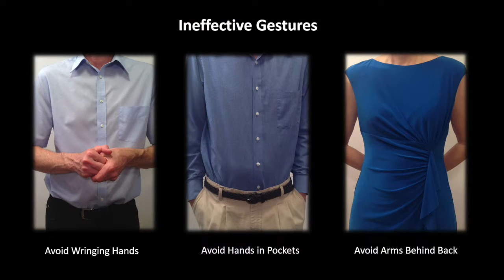When you use gestures, be careful not to let them call attention to themselves. For example, avoid wringing your hands nervously in front of you, stuffing your hands in your pockets, or clasping your arms behind your back. And if you pre-calculate which gesture to use when, it can come across as artificial.